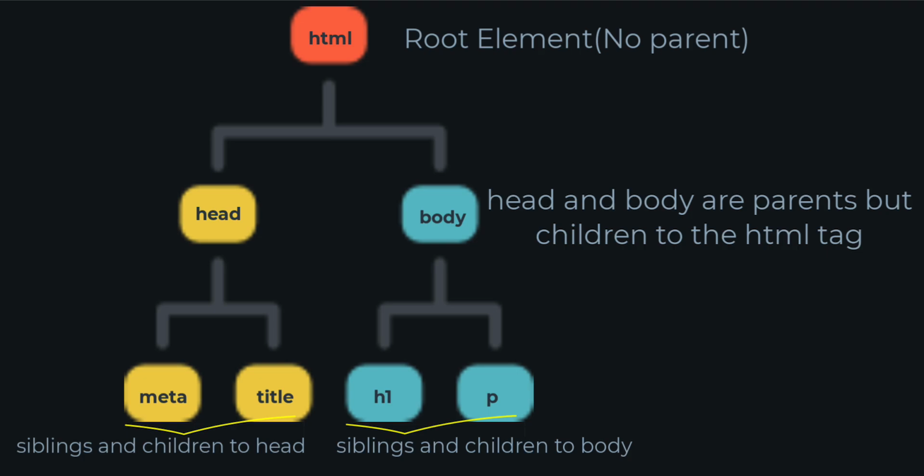Each element in this tree-like structure would usually have a parent. In fact, it can have just one parent, but elements can have siblings or cousins if you like. So for example, the meta tag and the title tag within the head tag are siblings because they exist inside of the head tag. The H1 tag and the paragraph tag are siblings because they exist within the body tag.